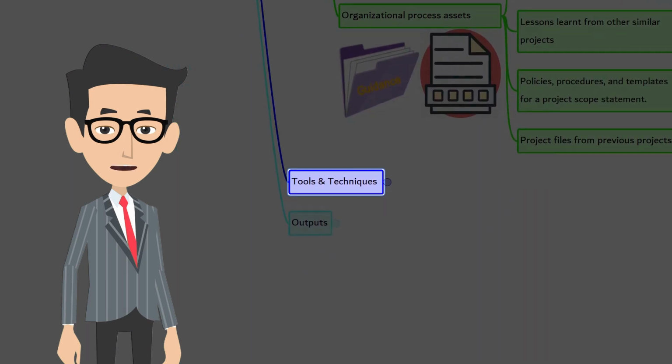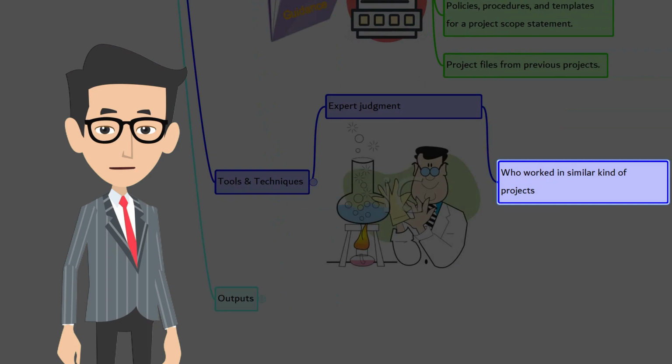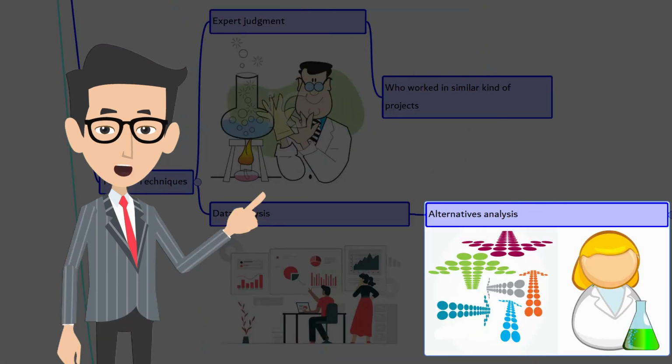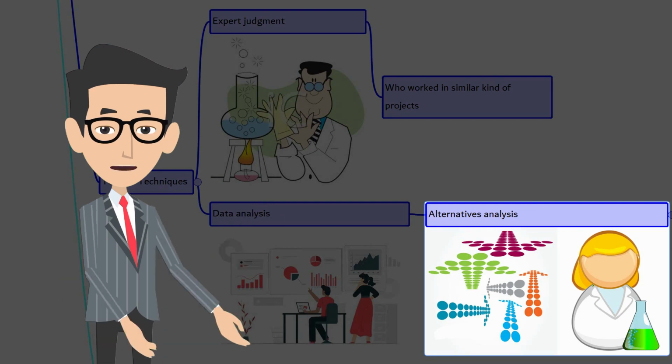All right, now let's look at the tools and techniques. First, expert judgment. For this process, the experts who worked in similar kinds of projects will be helpful. The next is data analysis. Alternative analysis is the primary data analysis tool that is used during define scope. We already had a detailed discussion about it. So now let's have a quick recall relevant to this context.